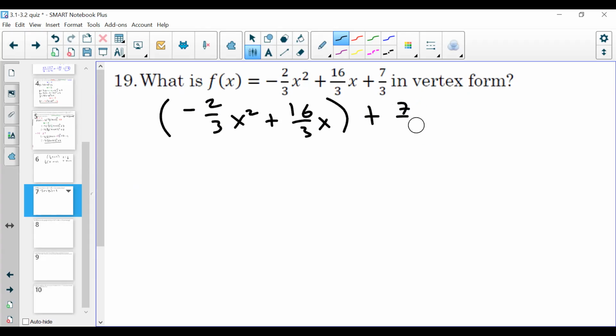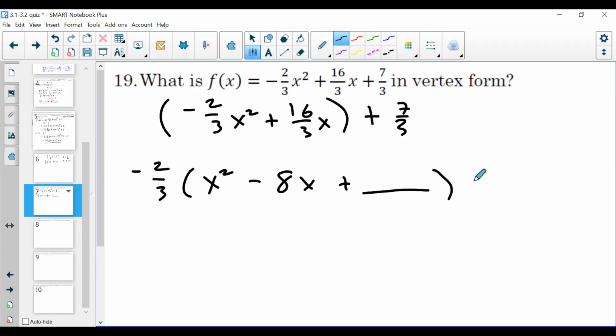And then remember, I don't want a coefficient in front of x squared. So I'm going to factor out that -2/3. When I factor out that -2/3, I have x squared, and then I have 16 over 3 divided by -2/3, which is the same thing as 16 over 3 times 3 over 2, or -3 over 2. So you end up getting -8x. And then from there, I'm going to add some blank, and I have plus 7 over 3, and I'm going to have another blank I'm going to subtract from there.